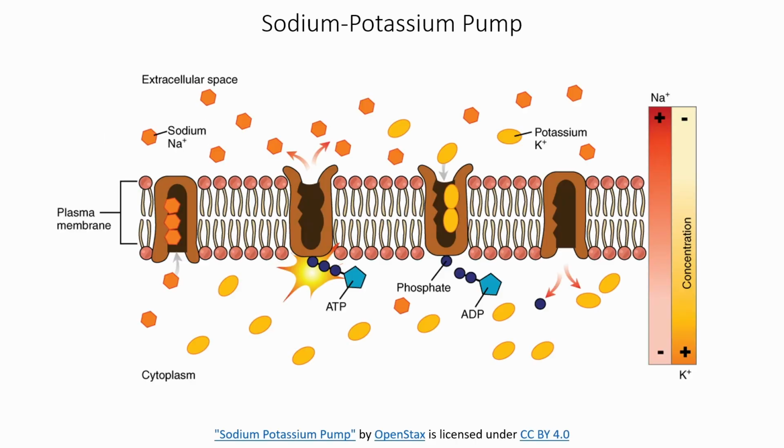So we're going to talk about the most common pump, and that is the sodium-potassium pump. This is one of the most common forms of active transport in the cell, the one that you hear about the most, basically. And so what we see here is that there's a lot of sodium on the outside of the cell, and there's a lot of potassium on the inside, right? So sodium is shown with these orange hexagons, and potassium is shown with the yellow ovals.